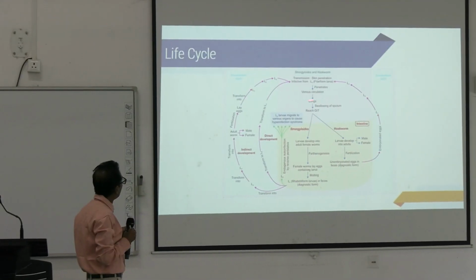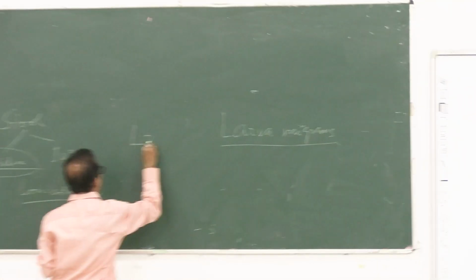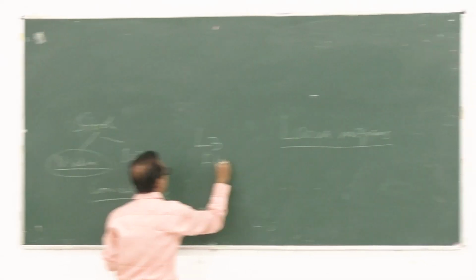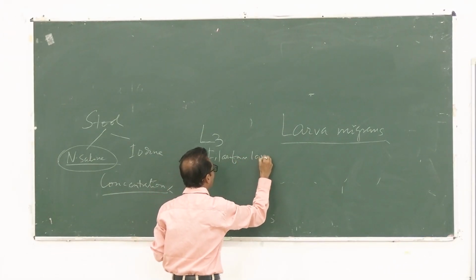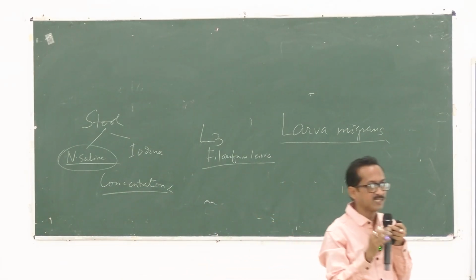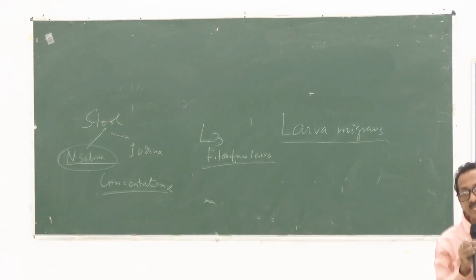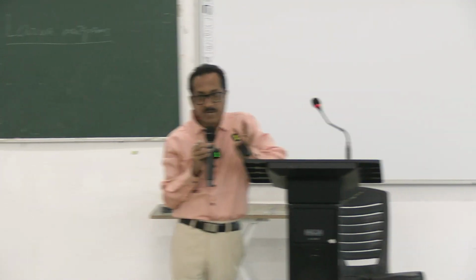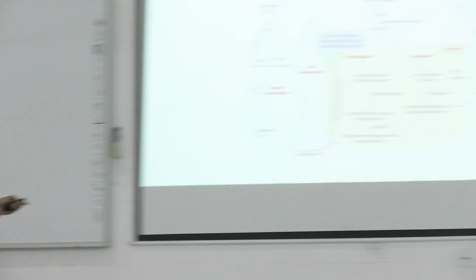What is the infective form in case of hookworm? That is L3 larva or filariform larva. Filariform larva is the infective form. How does it enter the human body? Previous intestinal nematodes enter through the fecal route. It enters through skin penetration. Both hookworm and Strongyloides enter through skin penetration.